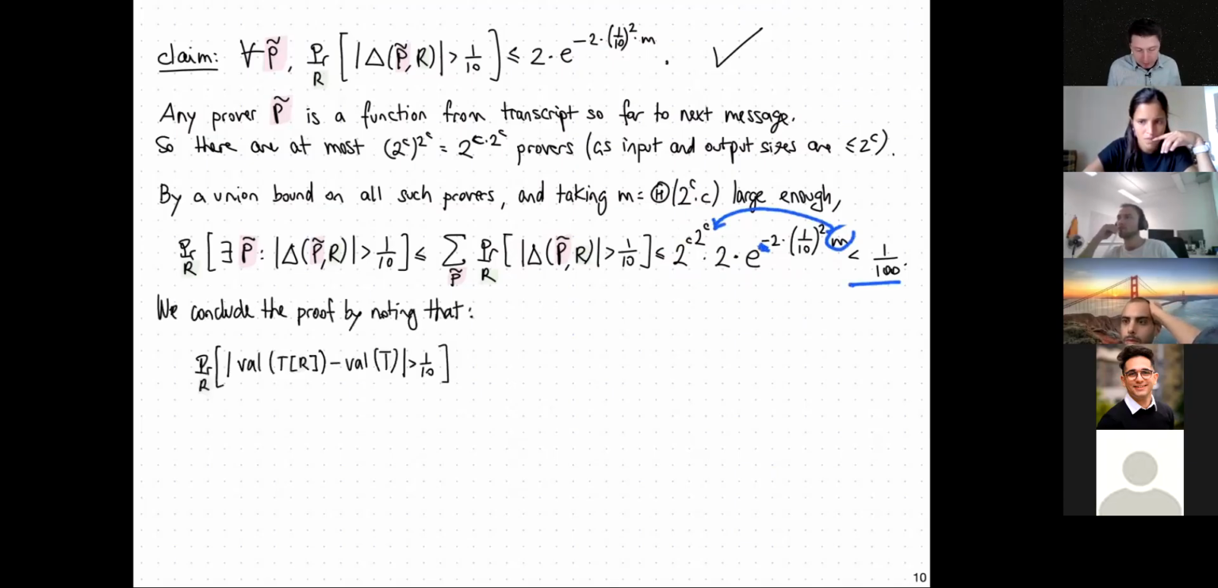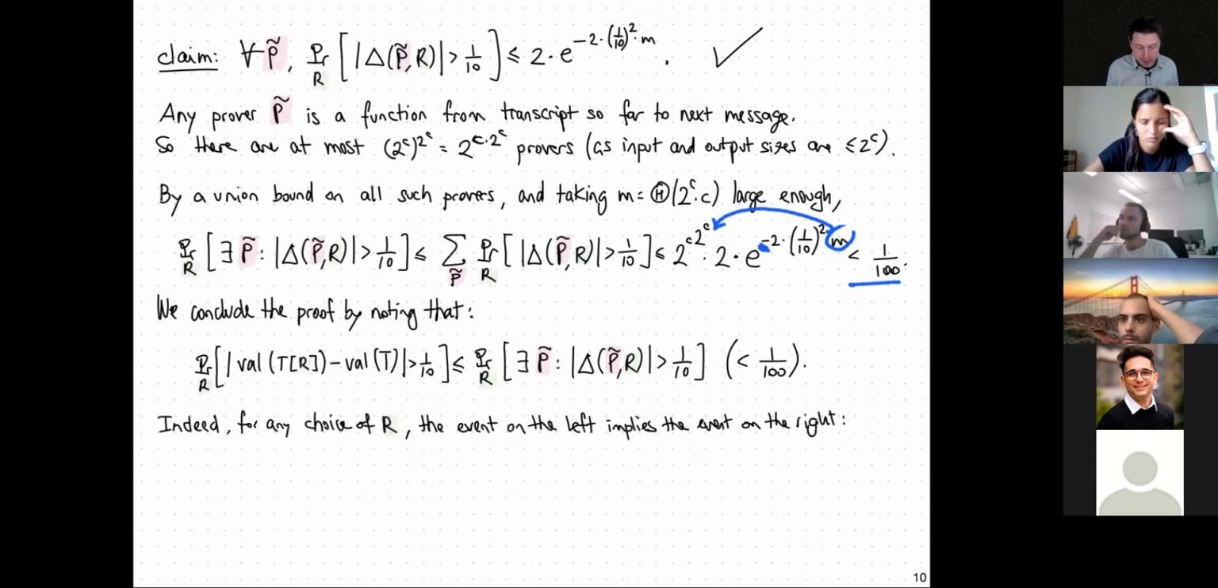So therefore, what we wanted to prove was the probability that over a random choice of R, the difference between the value of the residual tree and the value of the original tree is greater than 1 over 10. That's at most the probability that there is a prover that distinguishes the two sides, right? And is it less than 1 over 10? Indeed, for any choice of R. So there's a question: why is there at most this many provers? Because any prover is a function from at most c bits to c bits.